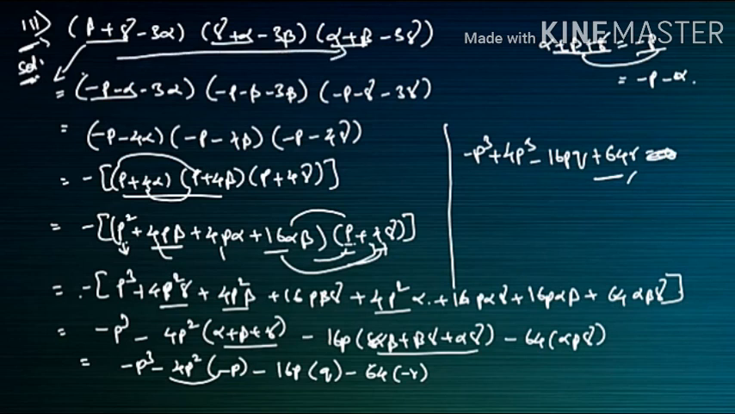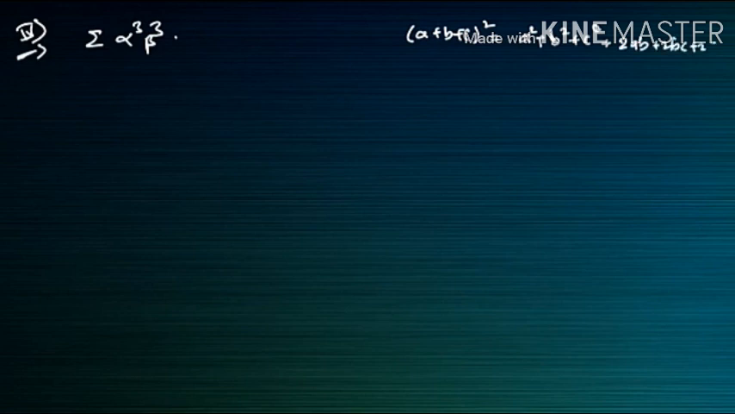So now moving to the next question. Here the fourth question is given: summation of alpha cube into beta cube. Here we are going to use two formulas. That is, a plus b plus c whole square is equal to a square plus b square plus c square plus, okay, here 2ab plus 2bc plus 2ca will come.